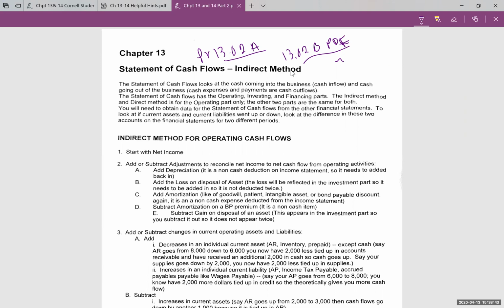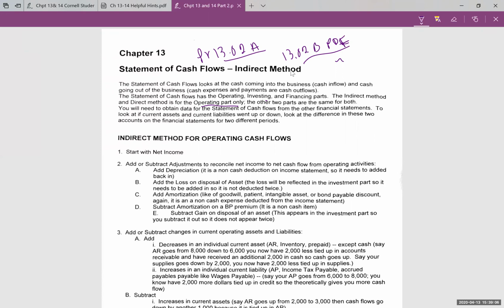What I want to say here is the statement of cash flows looks at the cash coming into the business, inflows, and cash going out, expenses, outflows. So the statement of cash flows has the operating, investing, and financing parts. The indirect method and the direct method is for the operating part only. The other two parts are the same for both.